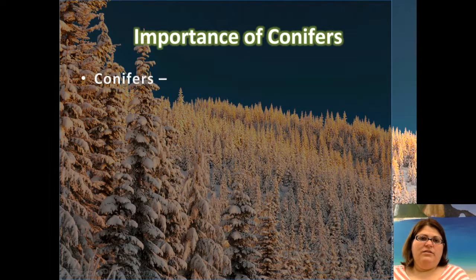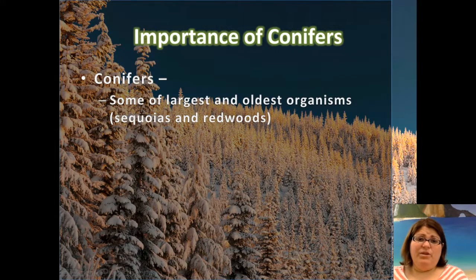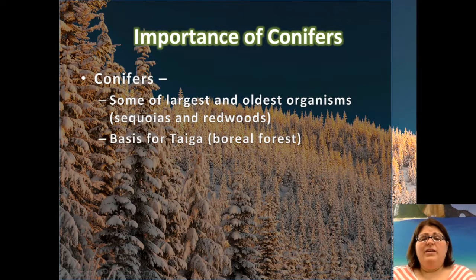Conifers are incredibly important. Conifers are some of the largest and oldest organisms. So sequoias and redwoods are hundreds or sometimes thousands of years old, and they're both conifers. They have adaptations to help them survive fires. I'll talk about that in a bit. Conifers are also the basis for taiga or boreal forests, sometimes called coniferous forests. We see those up north and in Canada and Alaska and places basically between where we are and the tundra.